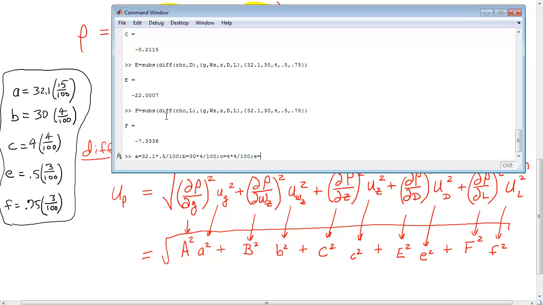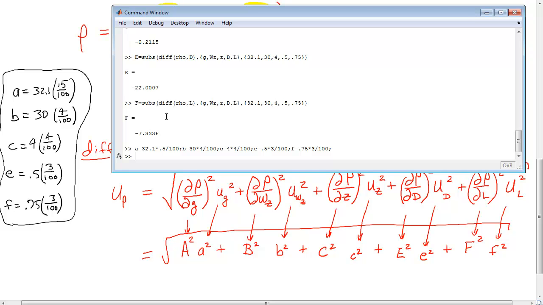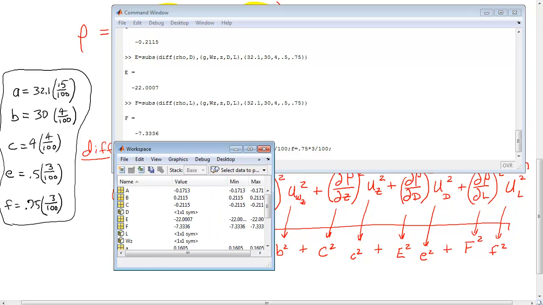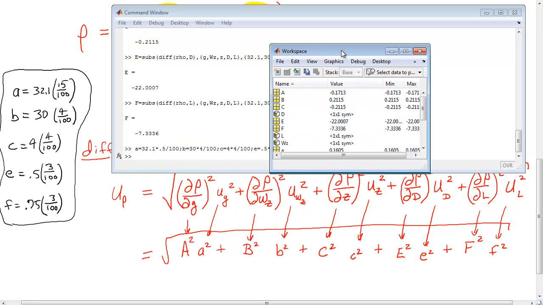And what is E equal to? It's 0.5 times 3 divided by 100. Hopefully I'm not making a mistake. I'm just talking as I go. 0.75 times 3 divided by 100. And there's all my terms. If you want to list them all, you can list them all. If you want to see them, but you don't want to list them, you can go to your workspace editor and look at everything there.